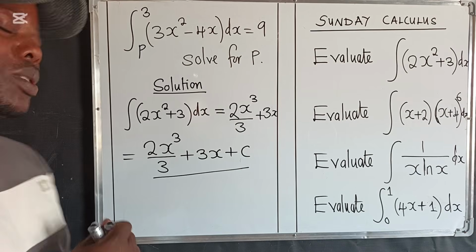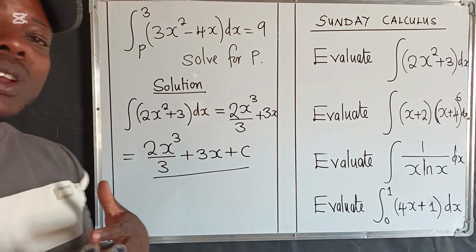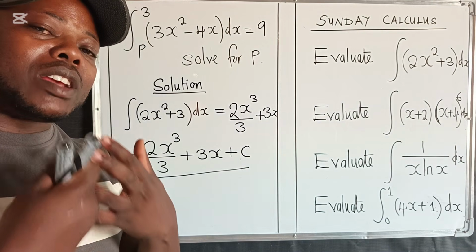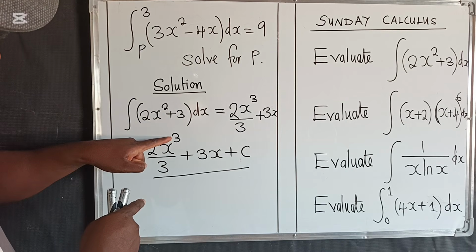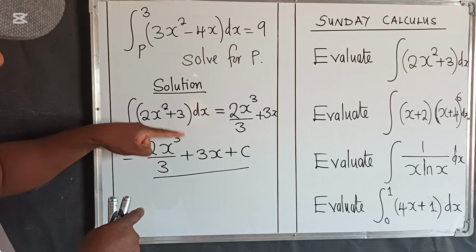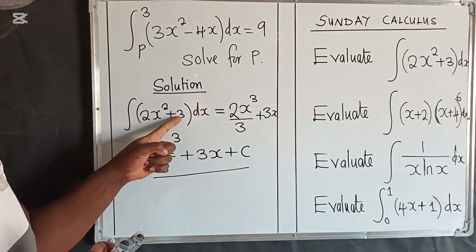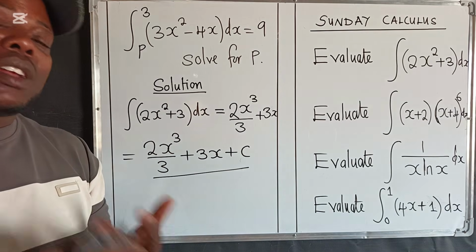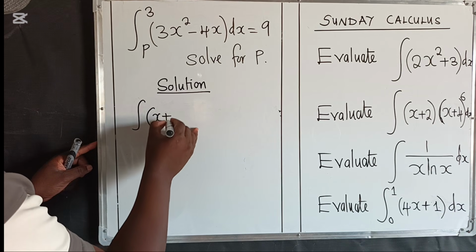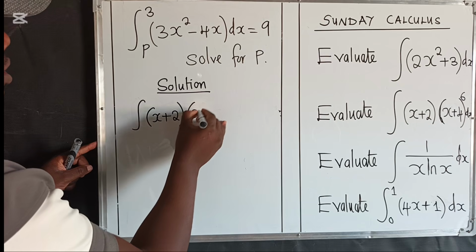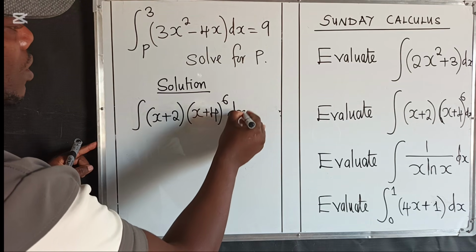Now maybe the question would be, what have I just done here? There is a power 2 here, and when integrating, you always add 1 to the power. So 2 plus 1 gives us a 3. This 3 becomes the new power and we divide by it. Where there is 3 here, it will just be 3x. That's how it works. Next: the integral of (x + 2)(x + 4)⁶ dx.